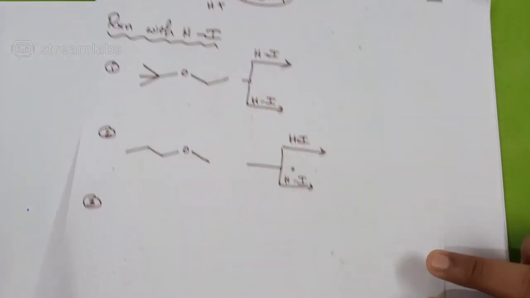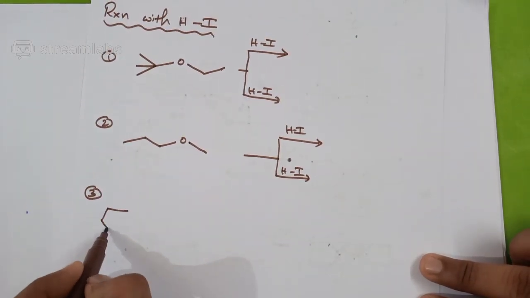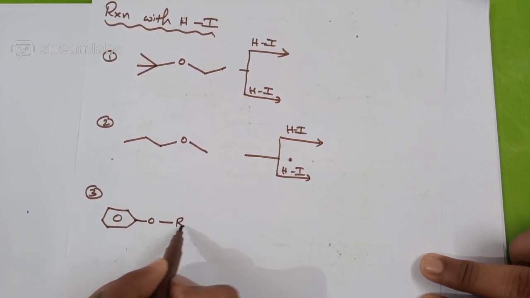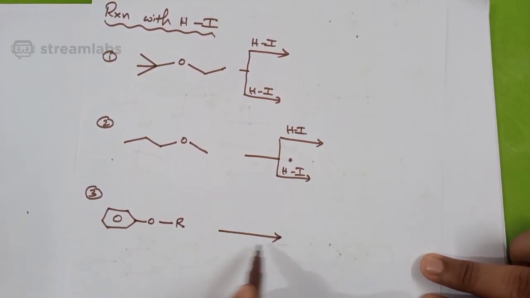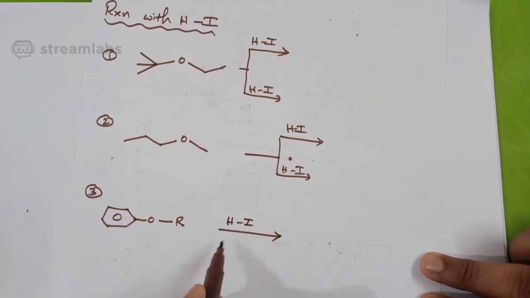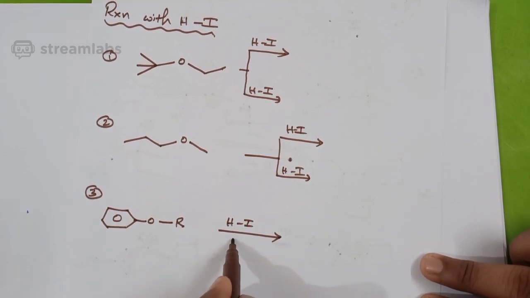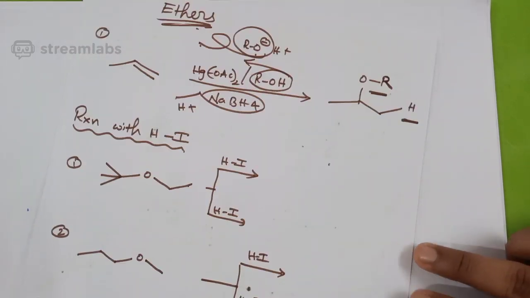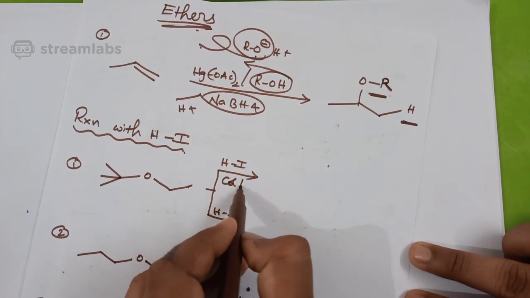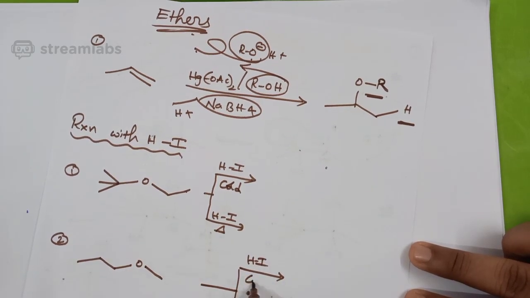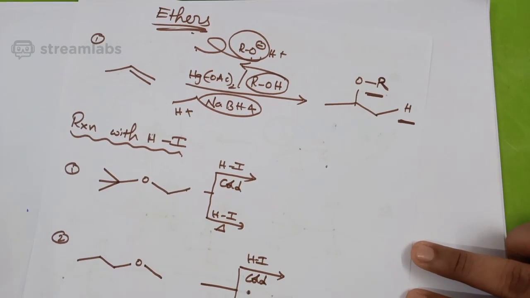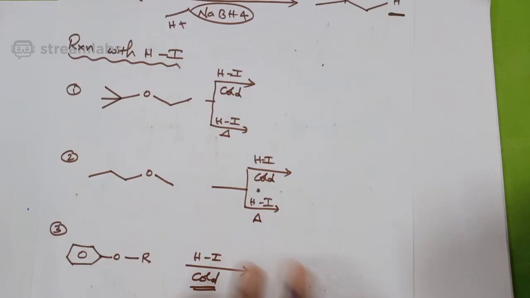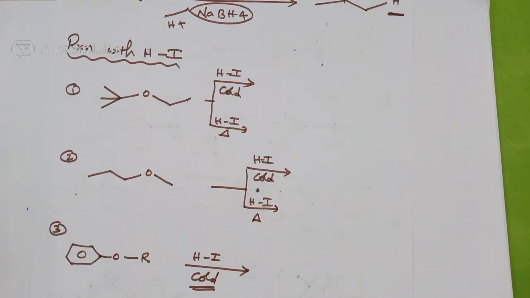Third one: one side phenyl, other side any alkyl group, it's not a matter. HI with cold condition, I'll tell you what's the meaning. See, this one is cold and this is hot conditions, that means low temperature and high temperature. So if they give questions, how to solve it?